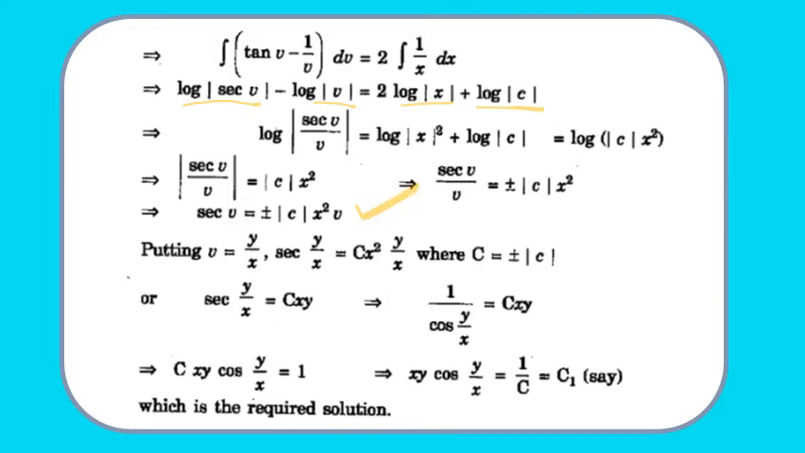So putting the value of v = y/x, we get sec(y/x) = cxy, where c is the constant of integration. So on simplification, we get the solution as xy cos(y/x) = 1/c, which can be put as c1. So this will be the required solution.